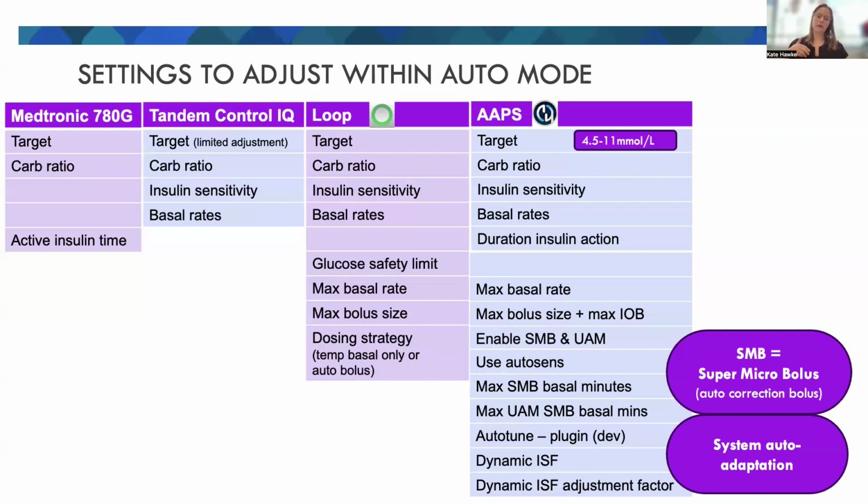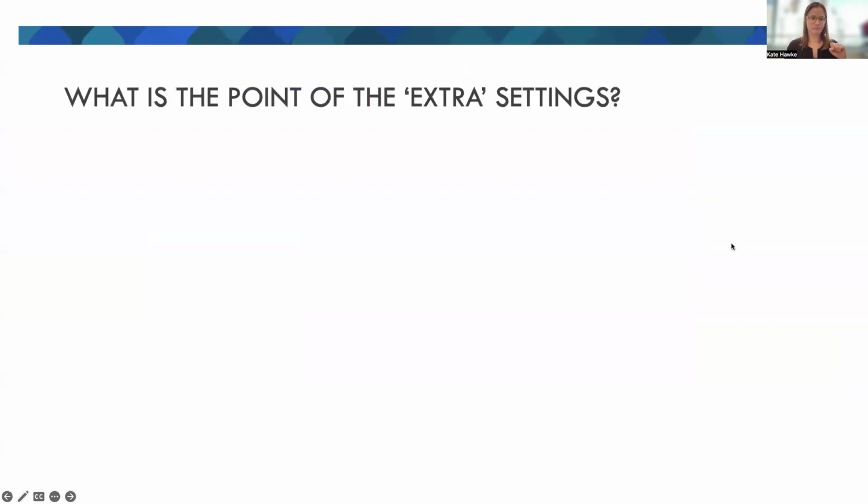The second thing that these more unfamiliar settings relate to is the concept of system auto-adaptation. So by that, I mean, how does yesterday's total daily dose or last week's total daily dose fold into an auto-adaptation of the system to actually perform differently? So it's the system kind of learning, in a sense, from recent total daily dose and changing settings on its own. So what is the point of these extra settings?